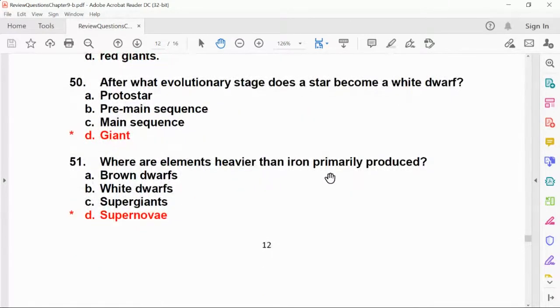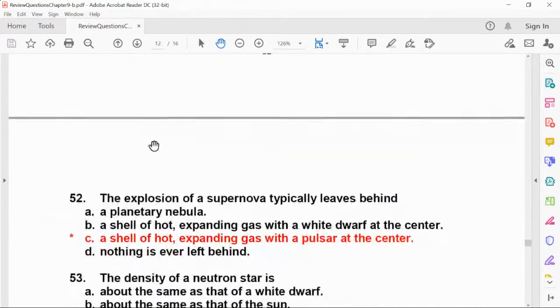Where are elements heavier than iron primarily produced? Supernovae. That's in that region. Okay, you have a region where you have very high temperatures and pressures and densities, and probably you will make elements that are higher than iron.